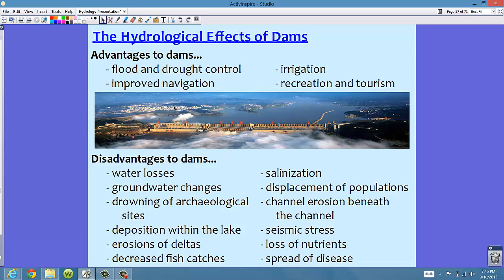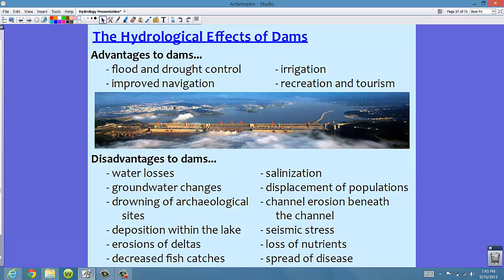Now, along the way, we've been talking about how dams affect the hydrological cycle in certain ways. So this is a slide that shows you some of the ways that dams are advantageous and not so advantageous to the way that things work around the world. Now, dams are something that we use to control the water sources, the flow of rivers.